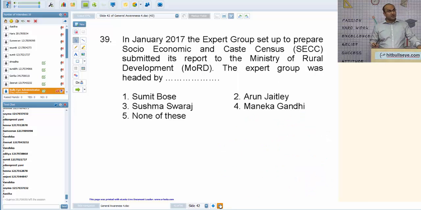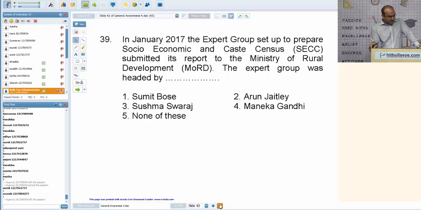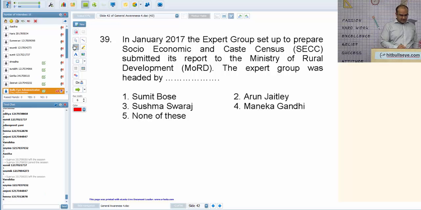Okay, next, in January 2017, the expert group set up to prepare the socio-economic and caste census submitted its report to the Ministry of Rural Development, MORD. The expert group was headed by, okay, the correct answer is Sumit Bose. He is the Finance Secretary of India.